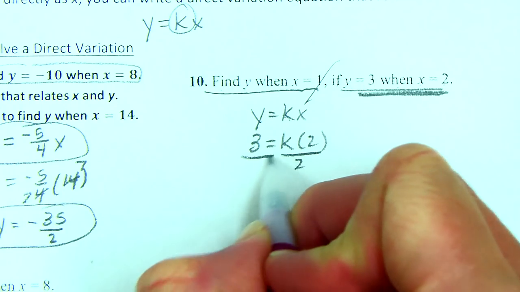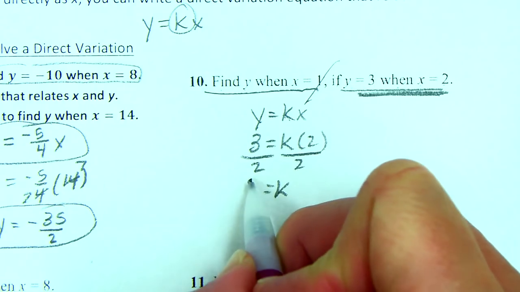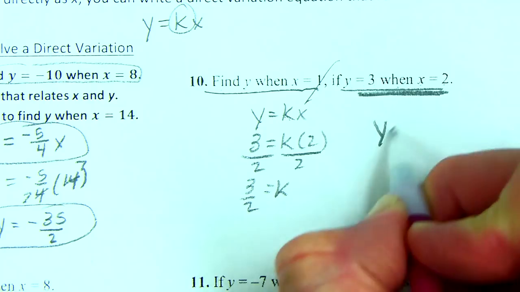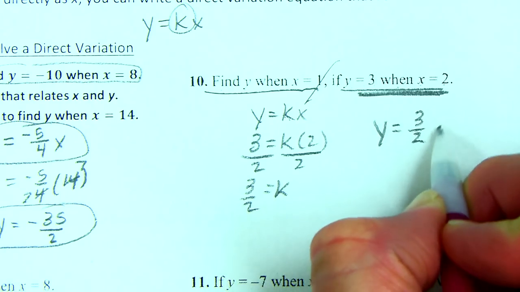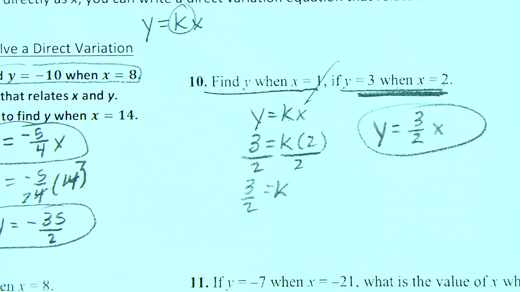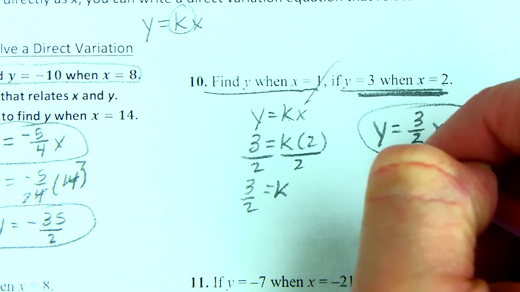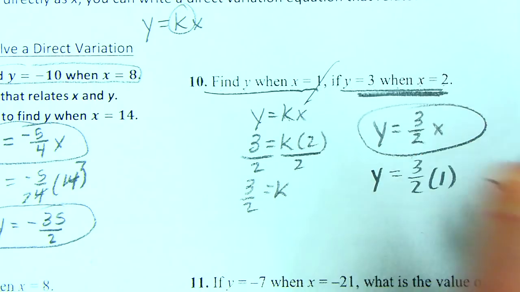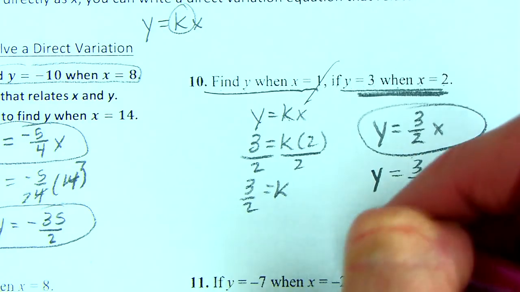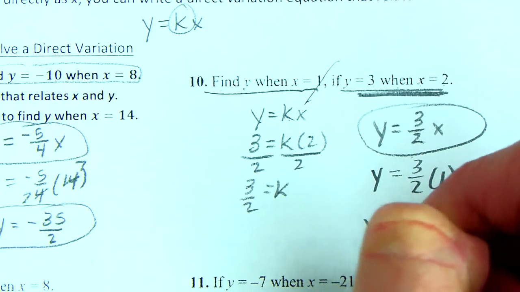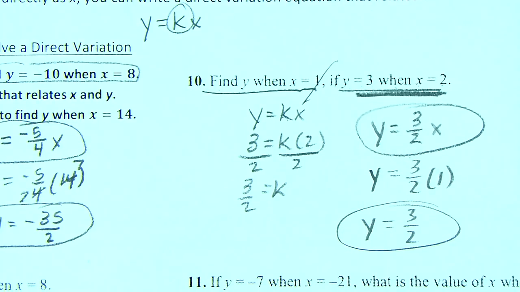If we solve for k, our constant is 3 over 2. Our equation is now y equals 3 over 2x. That's one answer. And now, let's find y when x is 1. Seems a little simple. Anything times 1 is itself, so y equals 3 over 2.